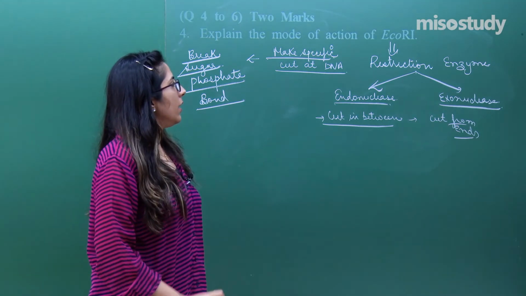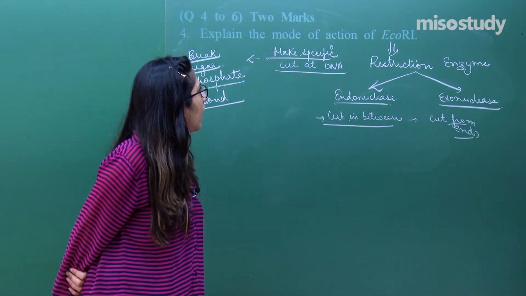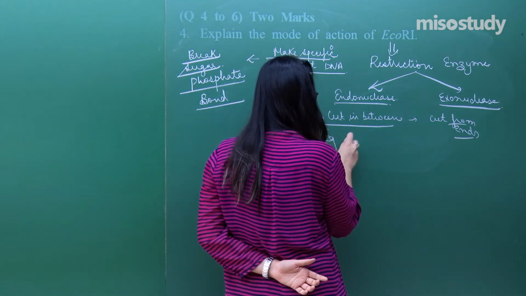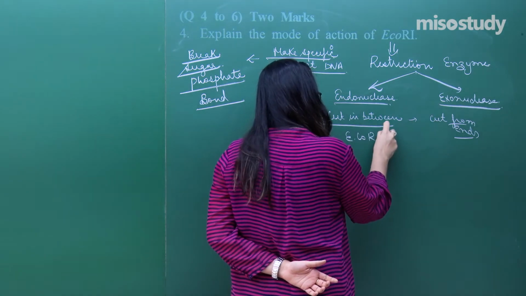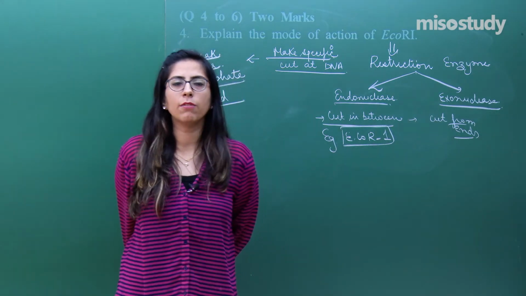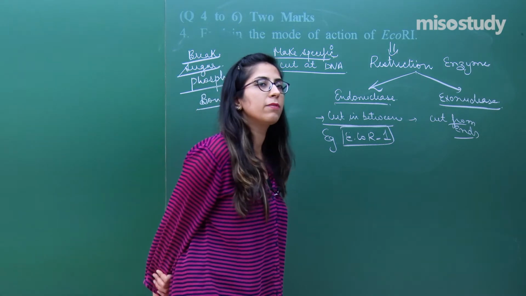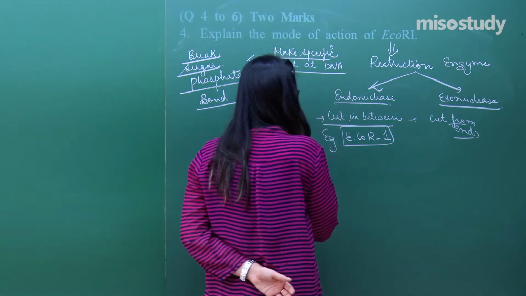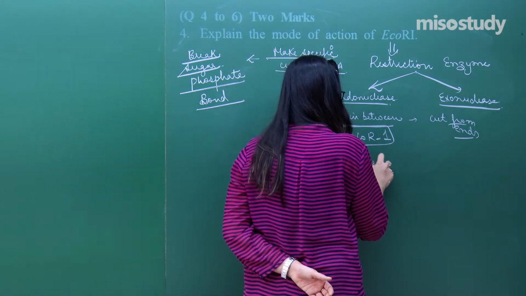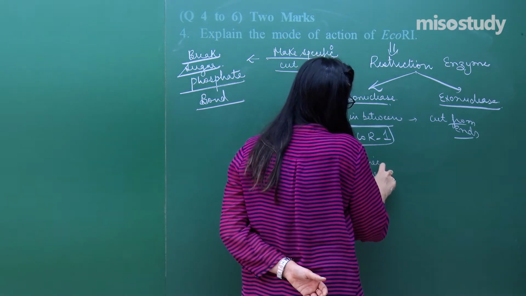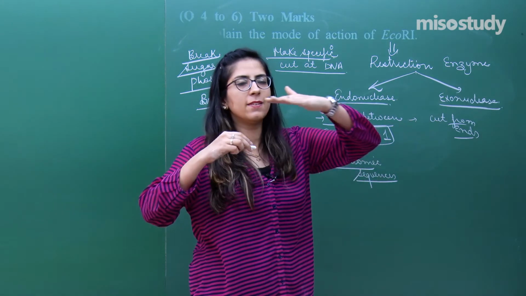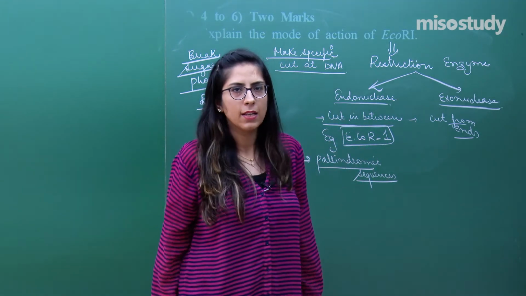Now let us talk about the question. Question indicates we have to explain about the action of EcoR1. EcoR1 is a very good example of an endonuclease, right. Whenever we talk about the cutting of these restriction endonucleases, they require a specific sequence. And that specific sequence is called palindromic sequences. They require palindromic sequences for making a cut. And those palindromic sequences, if we read from either this direction or this direction, the result is same.